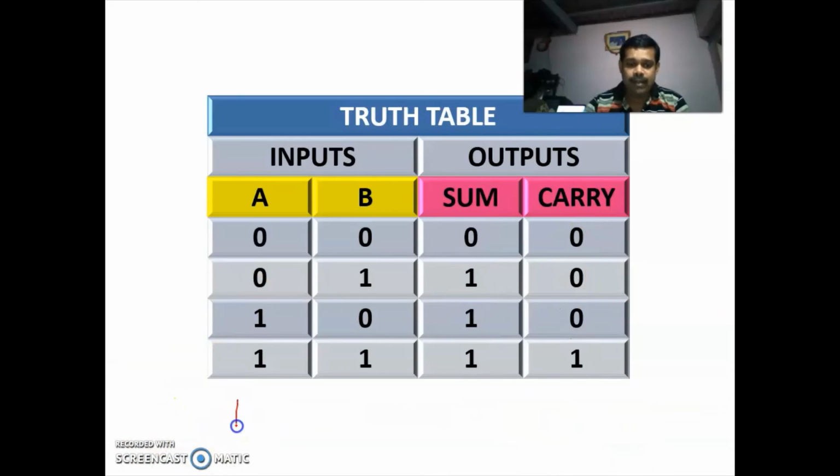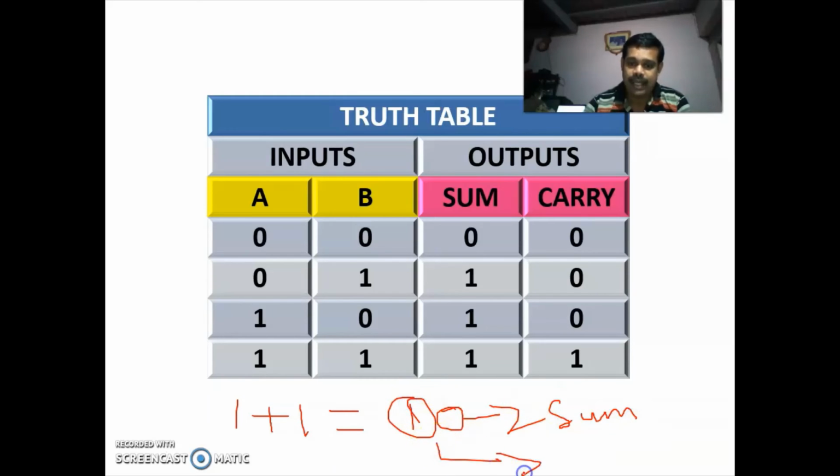Now you are adding 1 plus 1. This is binary addition, not Boolean. So 1 plus 1 is 1 0. Here you are adding two 1-bit numbers and the answer you get is a 2-bit number. So this is sum and this 1 is carry. We add this 1 plus this 1 and the answer is 1 0.